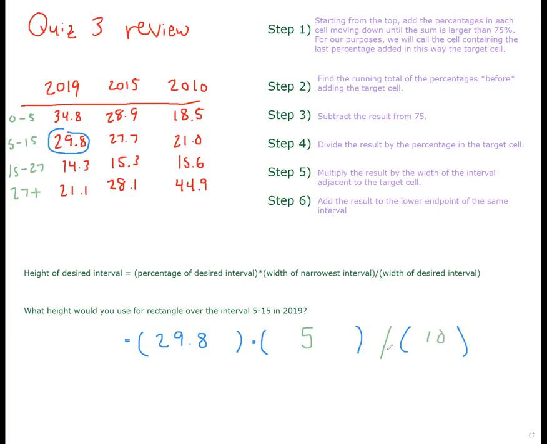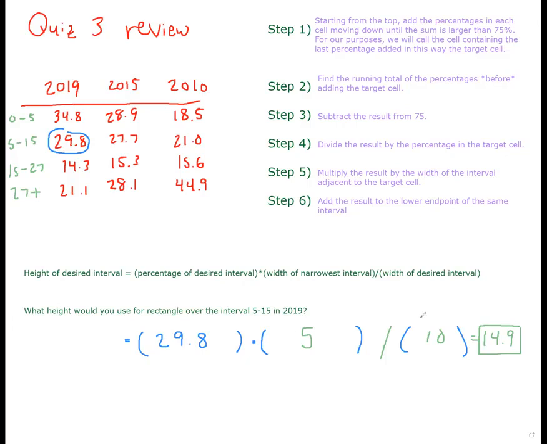So your answer ends up being 29.8 times 5 divided by 10, or times a half. It gives you 14.9. And so that's what we would be. That would be our answer to number 9. We're going to do the same exact thing for the next question.